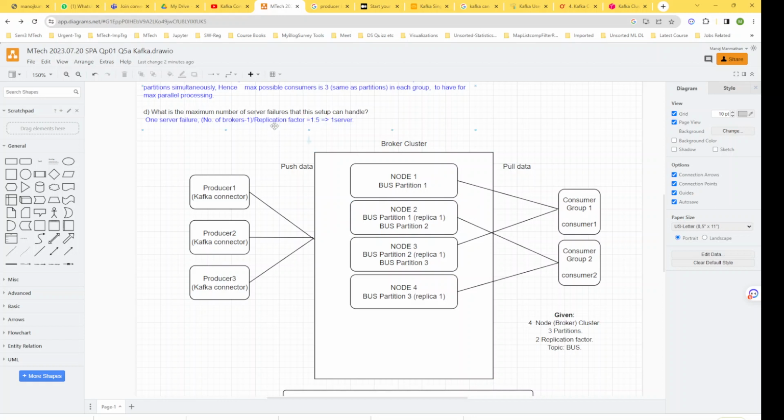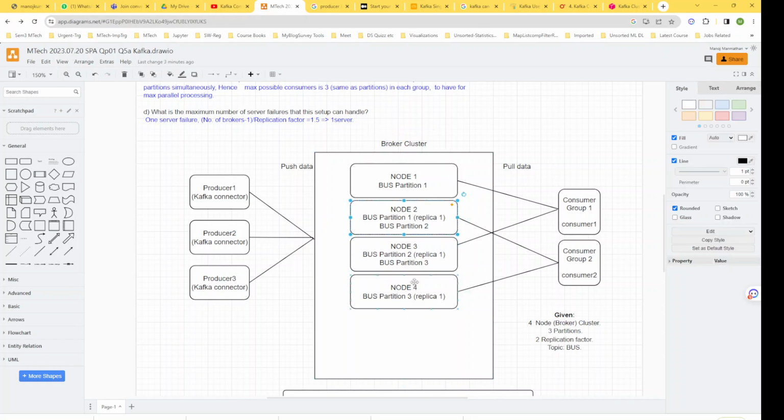So Veena has mentioned here: number of brokers minus 1 divided by replication factor. Number of brokers is 4, minus 1 is 3, replication factor is 2, so 1.5. We have to make it one server, and that's clear because if one fails, 1.5 should be 2, right? See, if you do it that way, what happens is, if you remove these two, then partition 1 is gone. You will lose data.